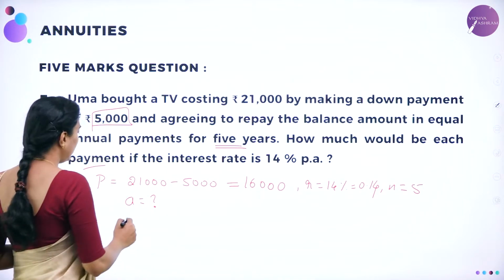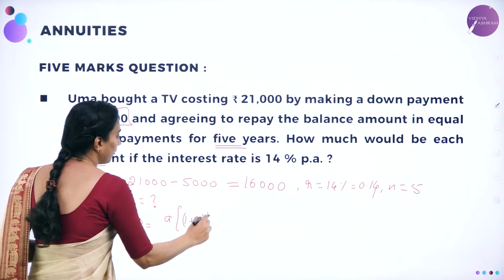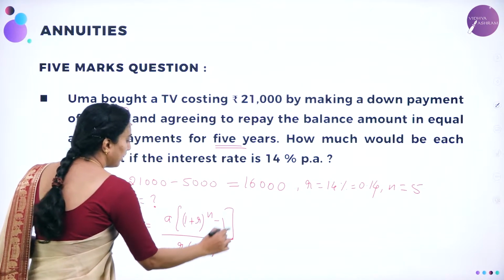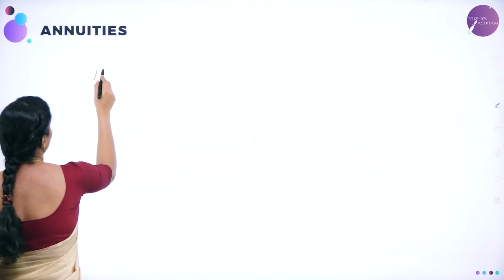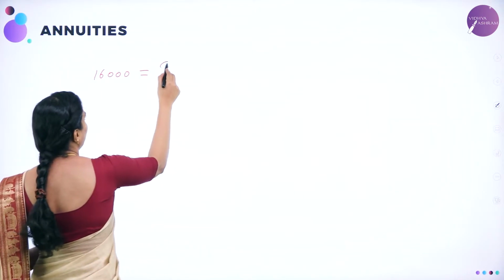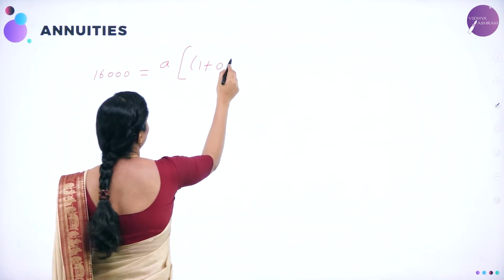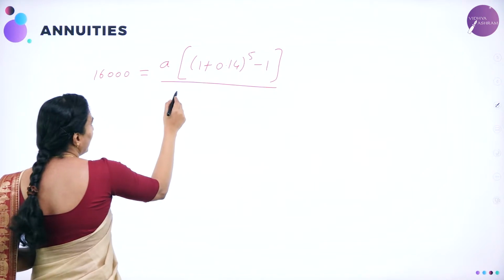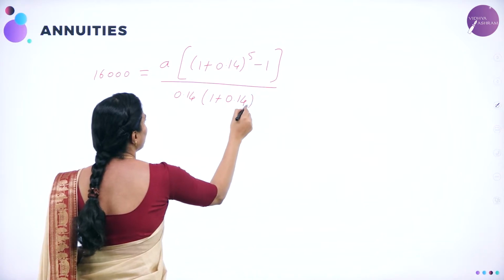Now, let us write the formula. P will be equal to A into 1 plus R to the power of N minus 1 divided by R into 1 plus R to the power of N. Now, substituting here, P is 16,000 she has to pay, and the amount we don't know, so we are going to write A as it is. 1 plus R is 0.14 to the power of N is 5 minus 1 divided by R is 0.14 and 1 plus R is 0.14 to the power of 5.